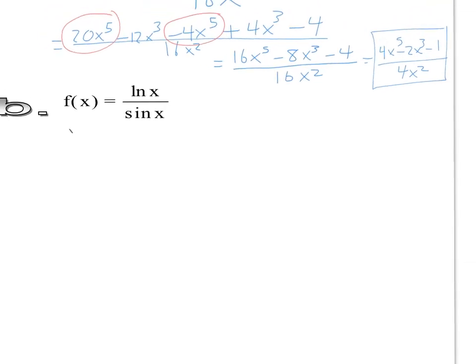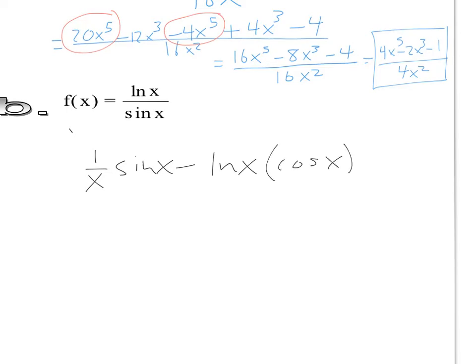Again, try it on your own first and see if you can do it, and then come back and see how to do it. Okay, so the derivative of the top, that's going to be 1 over x times sine x minus the natural log of x times the derivative of the bottom, which is cosine x, all over sine x squared.